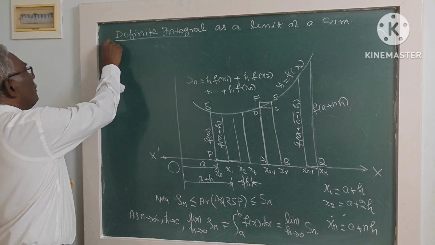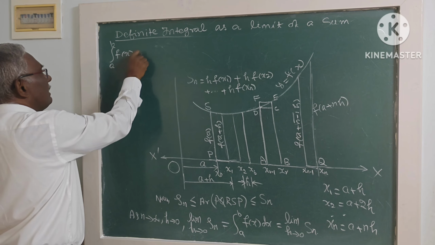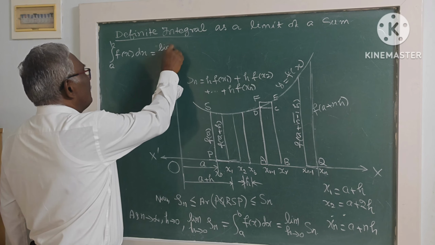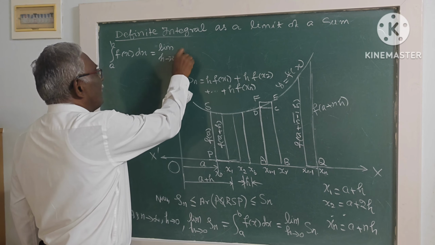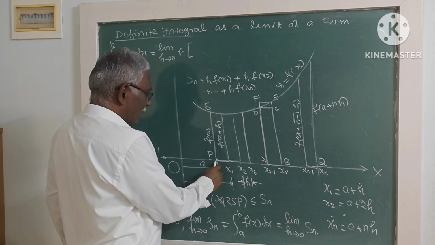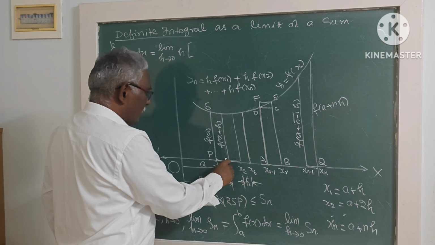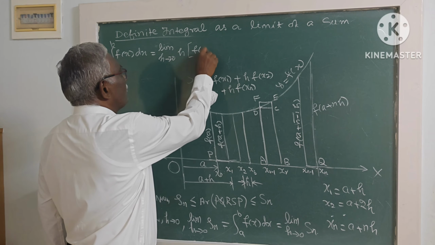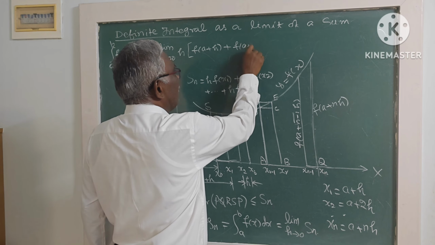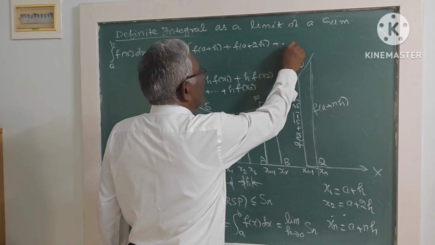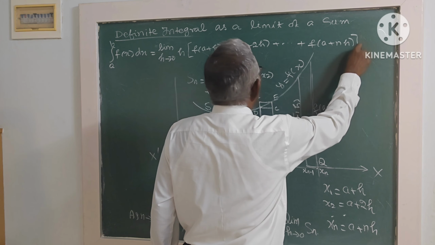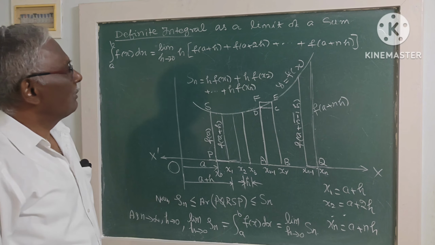Therefore, the integral from a to b of f of x dx is equal to the limit as h tends to 0 of h into [f of a plus h plus f of a plus 2h plus, and so on, up to f of a plus nh]. This is the definition of the definite integral.